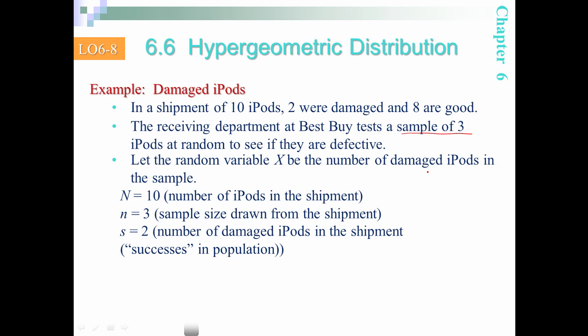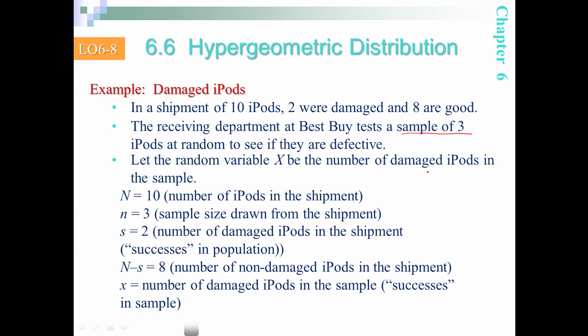Lowercase s is 2, that's the number of damaged iPods in the shipment. And so capital N minus s is 8, that's the number of non-damaged iPods in the shipment. And x is the number of damaged iPods in the sample. So this is the number of successes in the sample, which means n minus x is the number of non-damaged iPods in the sample.